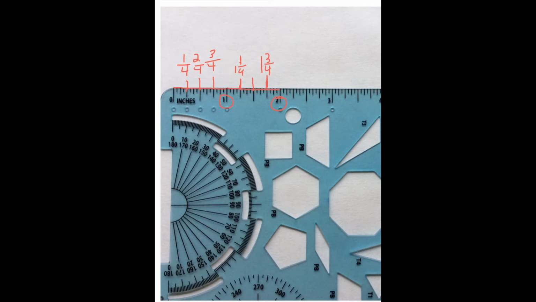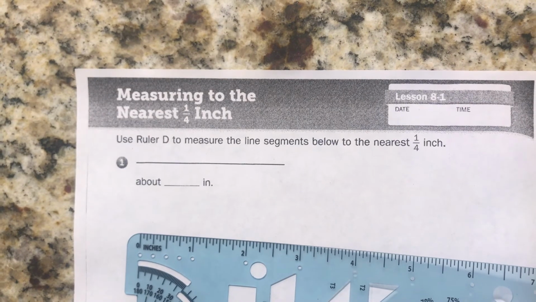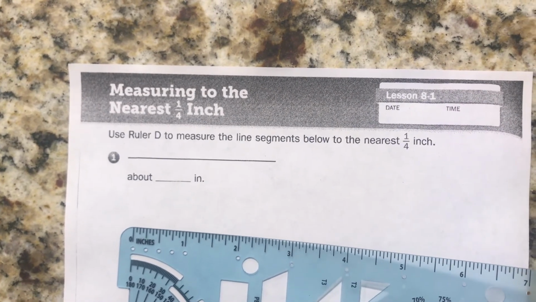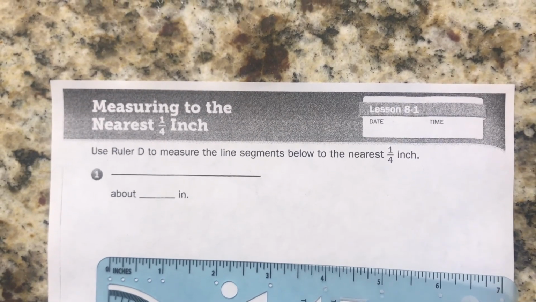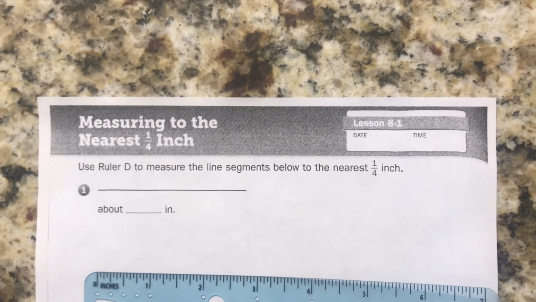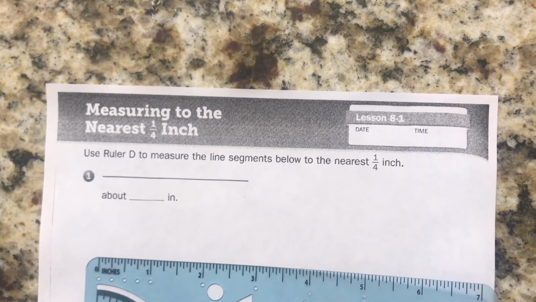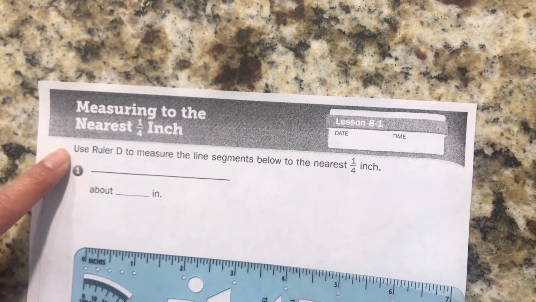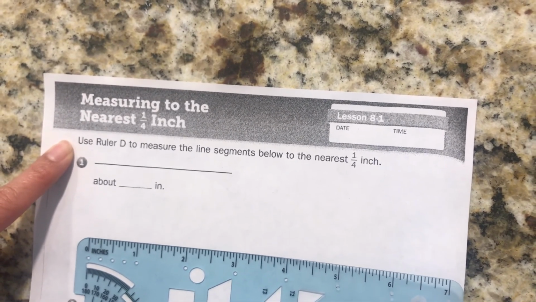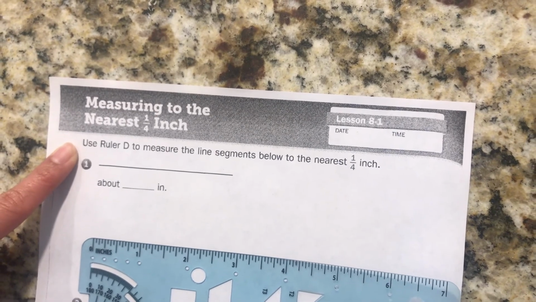All right, we are going to practice measuring to the nearest fourth, or sometimes we call a fourth a quarter. We're going to practice measuring to the nearest 1/4 inch. Okay, so I would like you to open up your journals now to page 252. Hit pause if you need to, and then restart when you're on page 252. It says, use ruler D. Well, you can just use any ruler you have at home to measure the line segments below to the nearest 1/4 inch, or 1/4 of an inch.